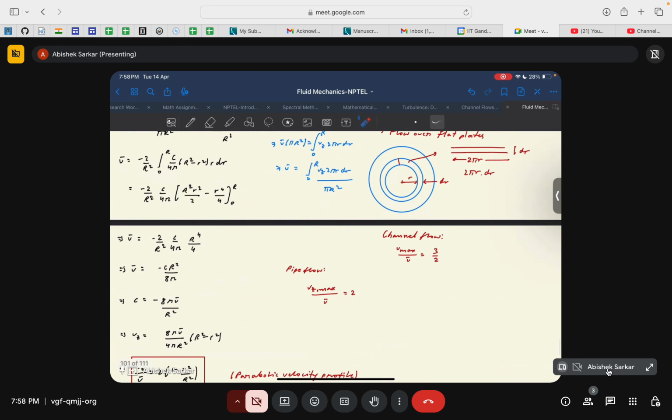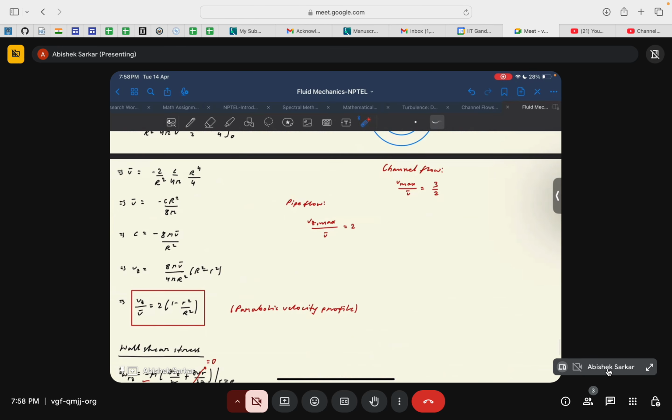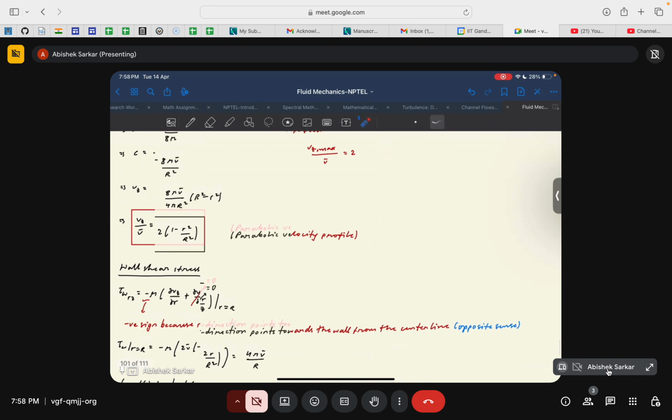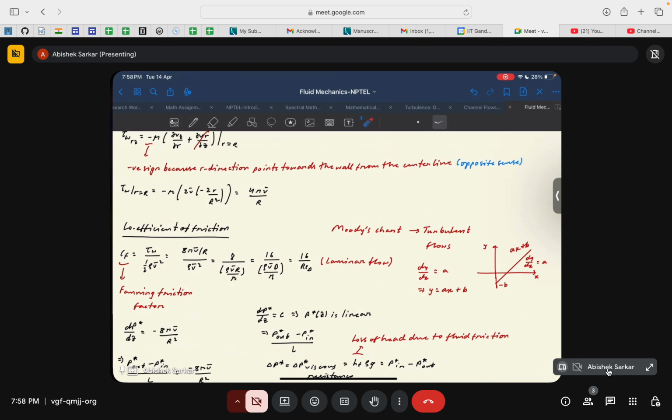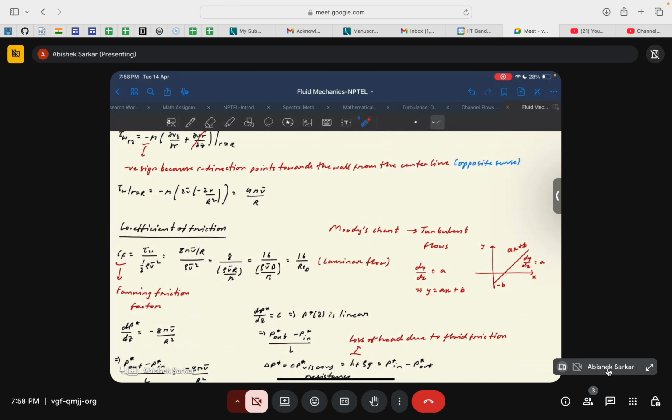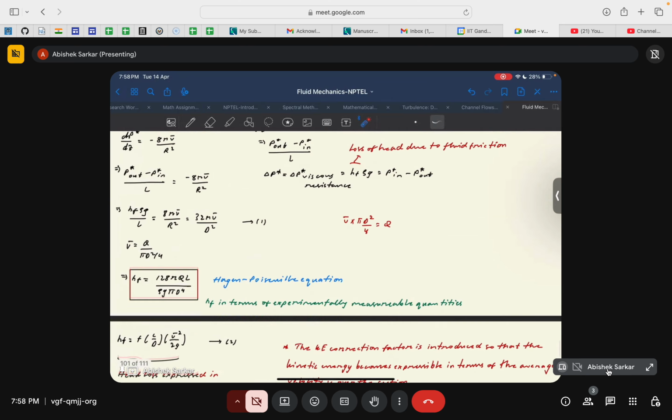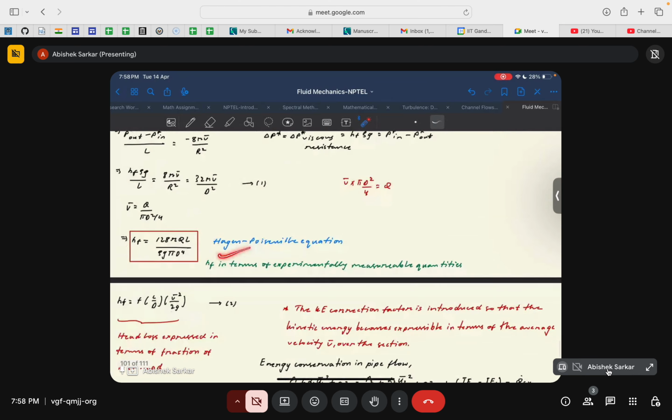and we found out that the relationship between the maximum velocity and the average velocity for the case of pipe flows was that maximum velocity in the case of pipe flow was twice the average velocity. Okay, and we found out that the fanning friction factor varied as 16 by the Reynolds number depending on the diameter of the pipe, and we found out the Hagen-Poiseuille equation.